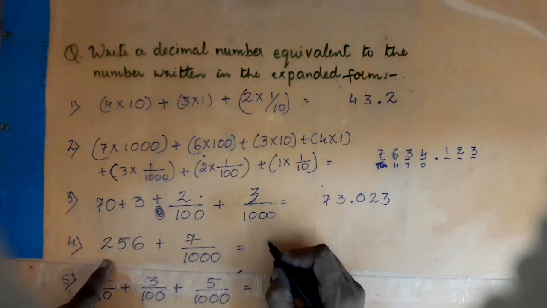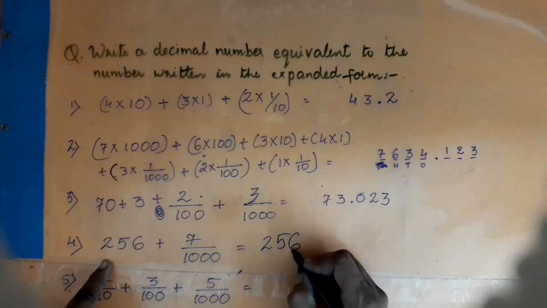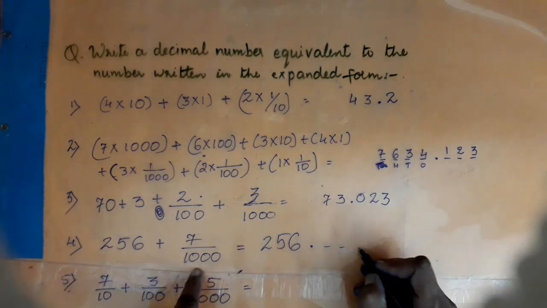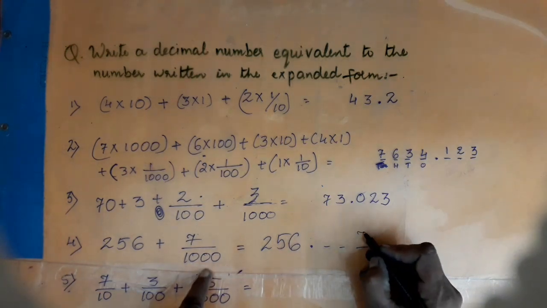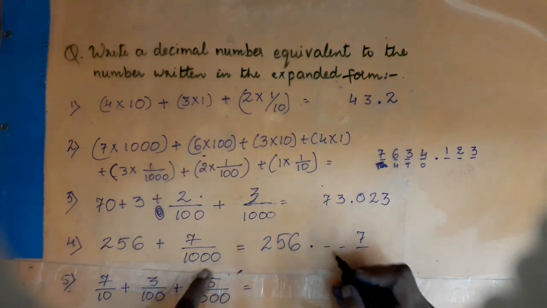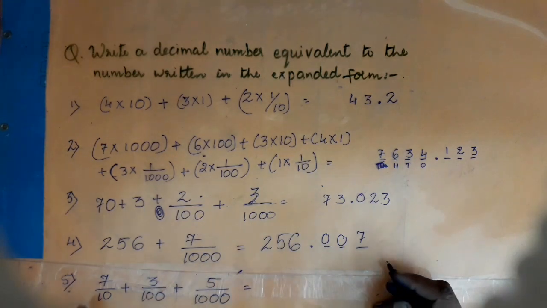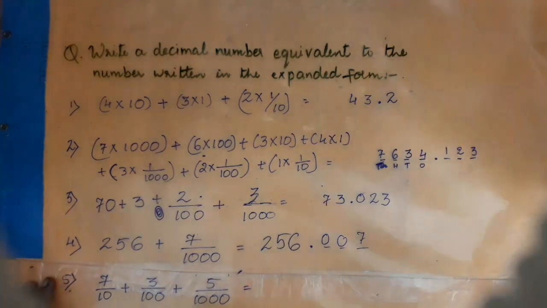Now here 256 point. Now where is 7? 7 is in the thousands place, that is, after the decimal point the third digit will be 7. So what about the other two digits? The other two digits you need to write as 0. Now let's move to the next question.